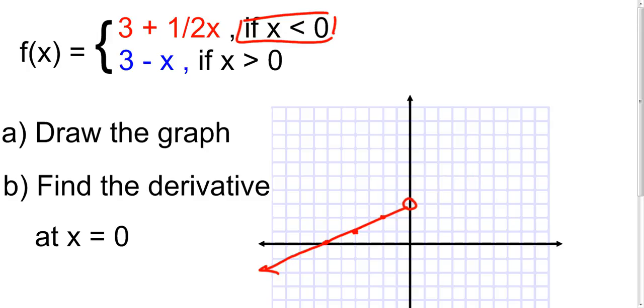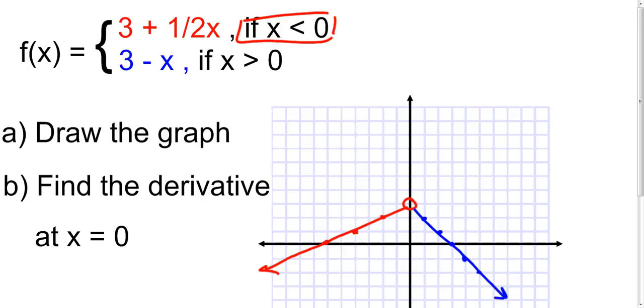Then in the next one, it says 3 minus x if x is greater than 0. So that means I have a y-intercept of 3, and my slope is -1 because it's -1x. So that line is going to go like this, and my x values have to be greater than 0. So that's the only part of that line that matters.